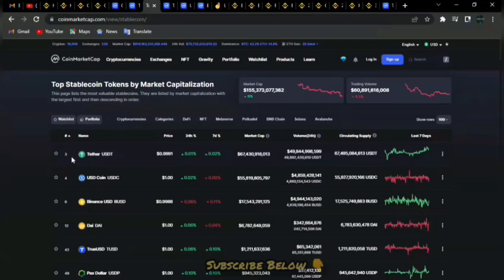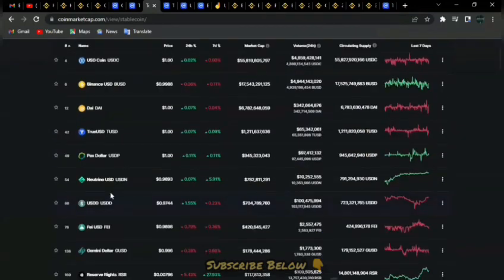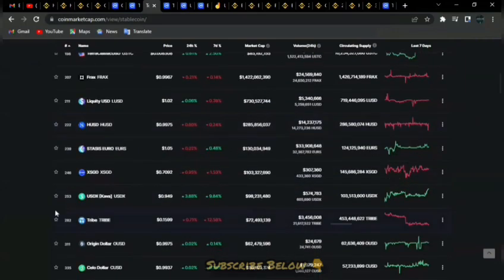Now one of the very first ones we have is Tether. It was usually called another name, but you can see Tether is currently ranked number 3 on Coinmarketcap. You can also see USD Coin, USDC, which is a stablecoin. So these are a list of the stablecoins that we have in the crypto space.